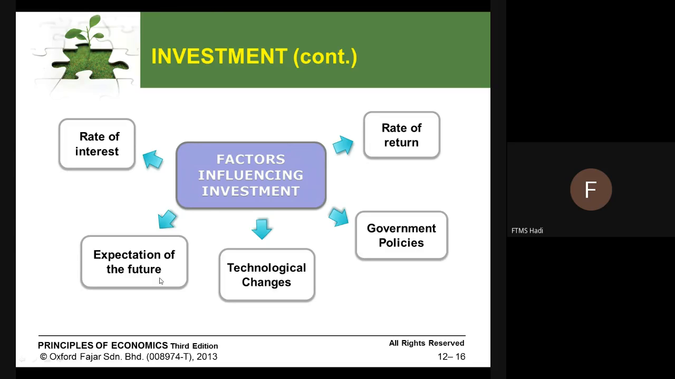Expectation of the future, because they will prepare for readiness, to see what will happen to the country in the future. And the last one, rate of interest, because if the interest is lower, the investment will be higher. They don't want to invest when the interest is high.